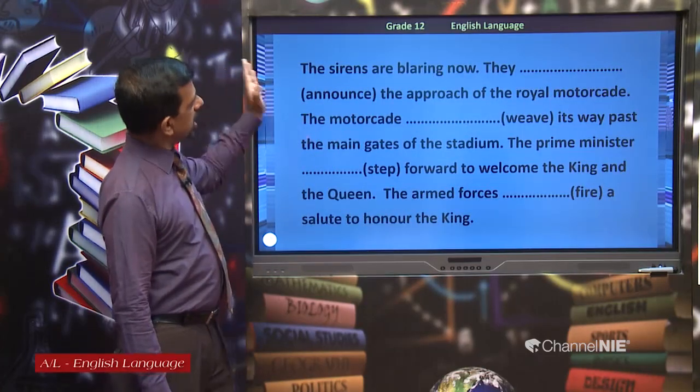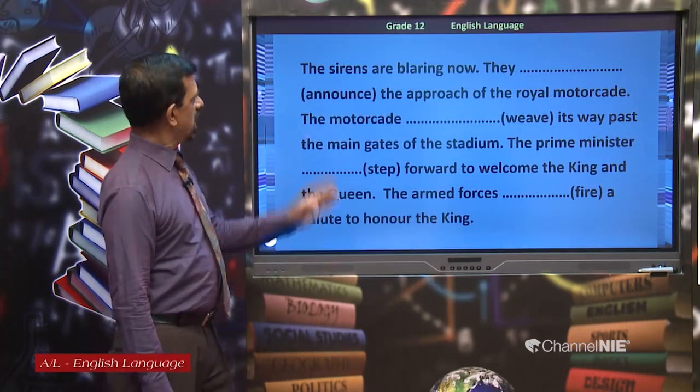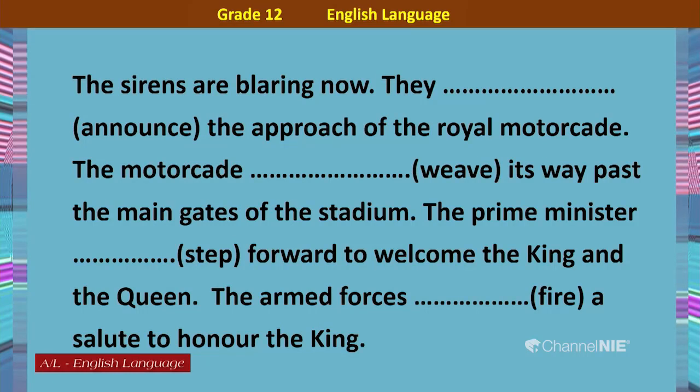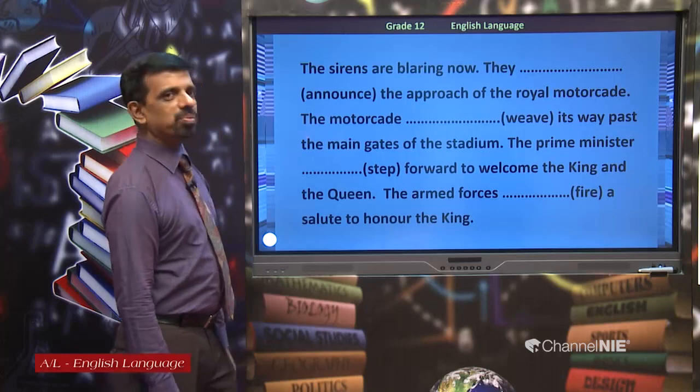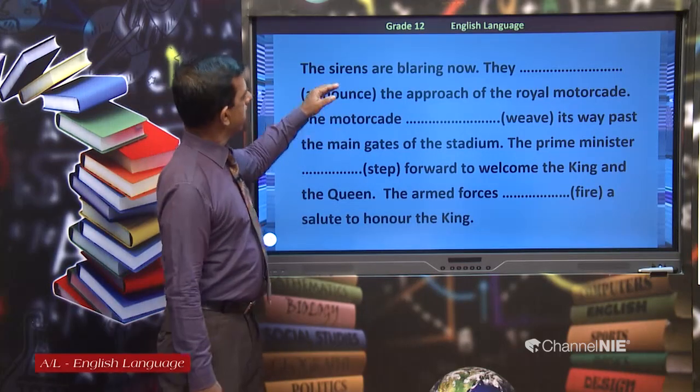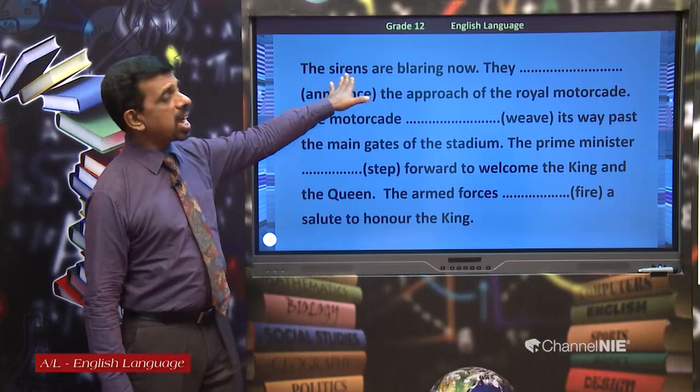Then the sirens are blaring now. They announce the approach of the royal motorcade. The motorcade weave its way past the main gates of the stadium. The Prime Minister stepped forward to welcome the King and the Queen. The armed forces fire a salute to honor the King. Let's try to fill the blanks. The sirens are blaring now.